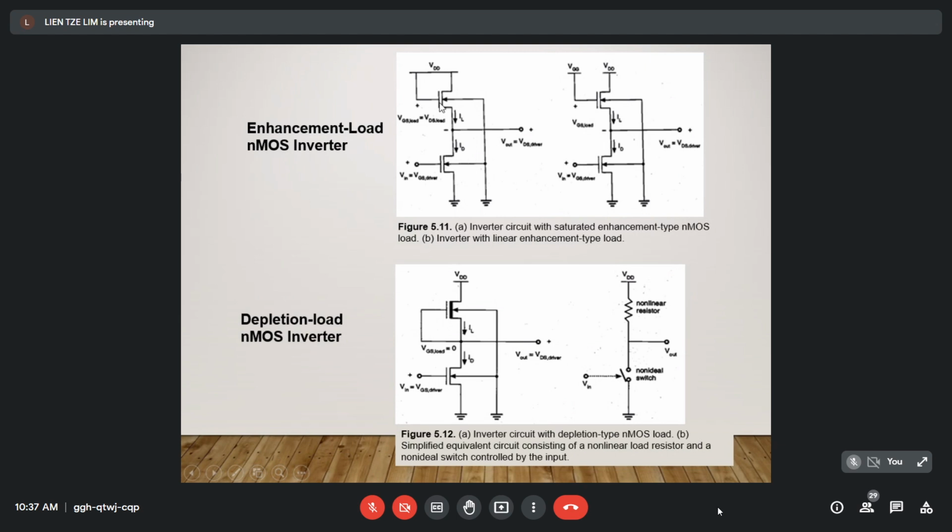And for the NMOS load, enhancement Lood-Elmos inverter, one of the disadvantages here is the use of 2 supply voltages.